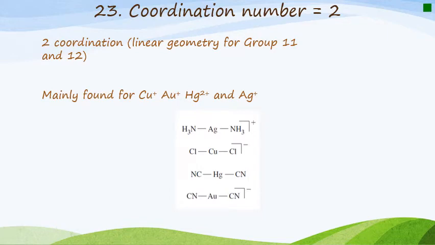Let's start with the simplest coordination number, which is coordination number 2. It results in linear geometry, and it's mainly found for copper 1, gold 1, mercury 2+, and silver 1. It's simple really, just two ligands attached to the central metal atom giving you linear geometry.